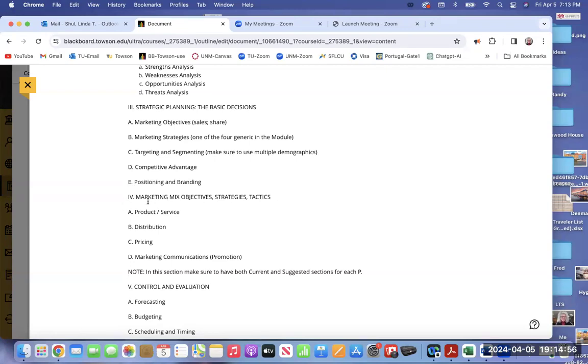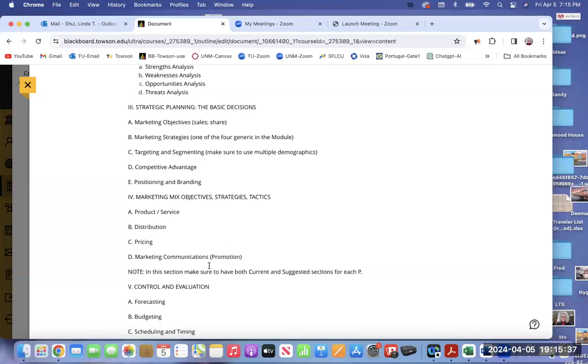And then we get into the part that should be a big part of your marketing plan. I want to see at least a page for each one of these, the product and service. And if you are taking advantage of your extra credit, I'm happy to read it for you. So you're putting your products and services, current and suggested. Your distribution strategy, current and suggested. Your pricing strategy, current and suggested. And your marketing or promotion, current and suggested.